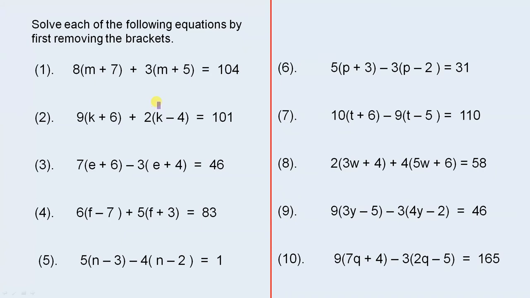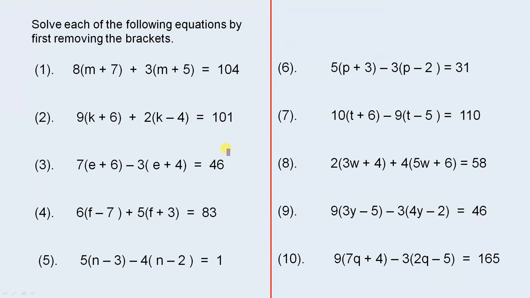You either add or subtract something from both sides. Remember, whatever you do to one side of the equation, you have to do it to the other side. And then you might be asked to multiply or divide both sides of the equation by a particular number. But the only difference from when we first started solving the equations, these have brackets. Just remove the brackets and then go through the normal procedure.